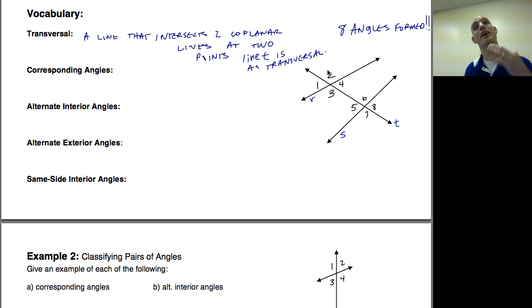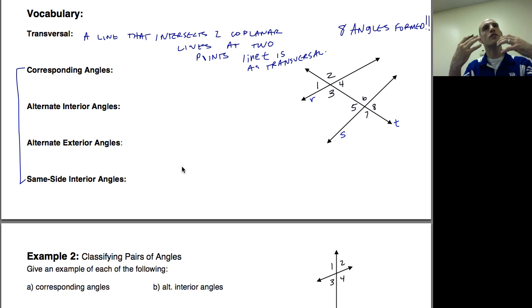That's huge. 8 angles are formed, and I already have them labeled for you: 1, 2, 3, 4, 5, 6, 7, 8. Because these are the types of angles that are formed. Corresponding angles. In order to talk about these 4 types of angles, I need to understand interior versus exterior.